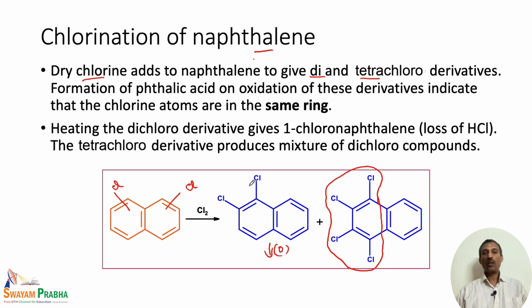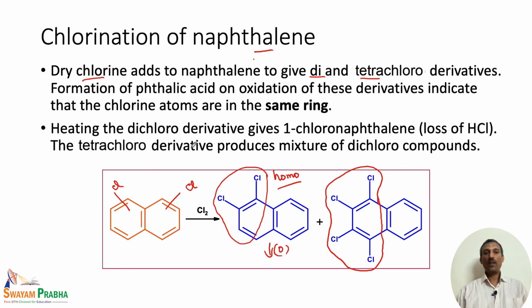But chlorine actually activates that particular aromatic ring for oxidation. So this leads to the confirmation that both the chlorine atoms, or 4 chlorines, which are introduced to the naphthalene go into only one ring. We also call this a homonuclear halogenation reaction.